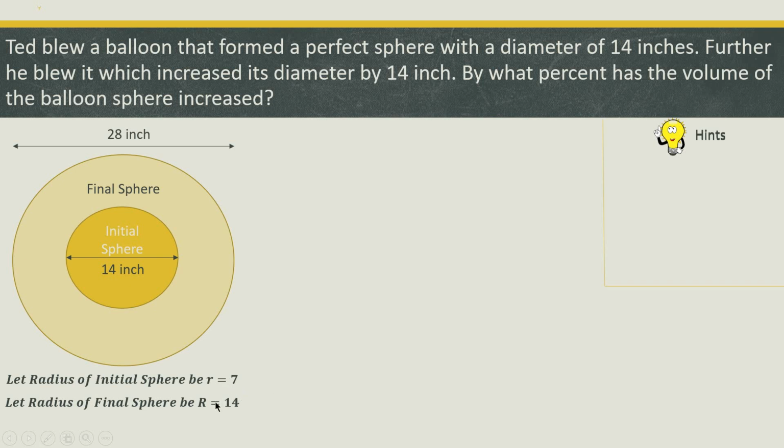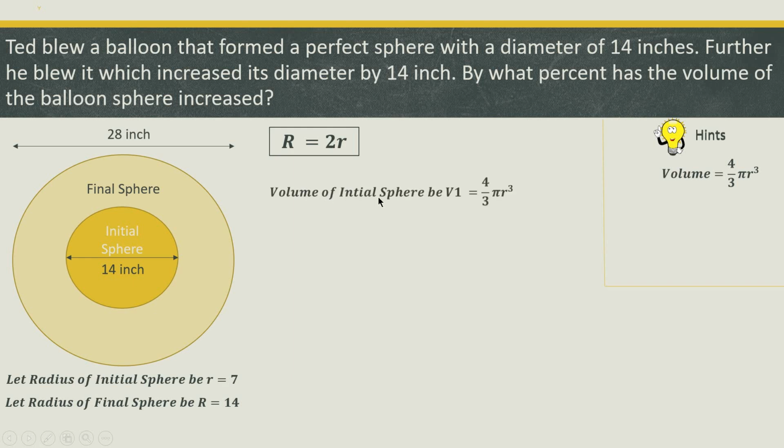So from these two, we can form a relationship between the capital R, that is the radius of the bigger sphere, and the radius of the smaller sphere, which is that the bigger sphere radius is 2 times the smaller sphere radius. Now we need to calculate the volume. As we know, the volume of the sphere is nothing but 4/3 pi r cubed, where r is the radius.